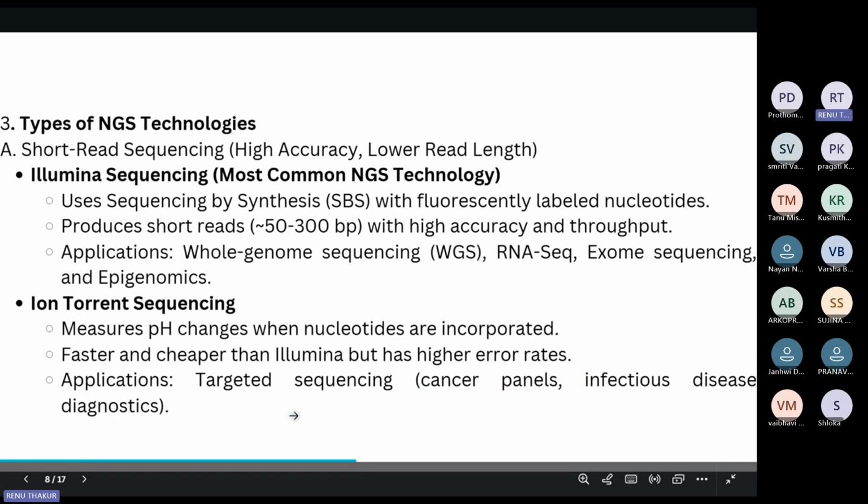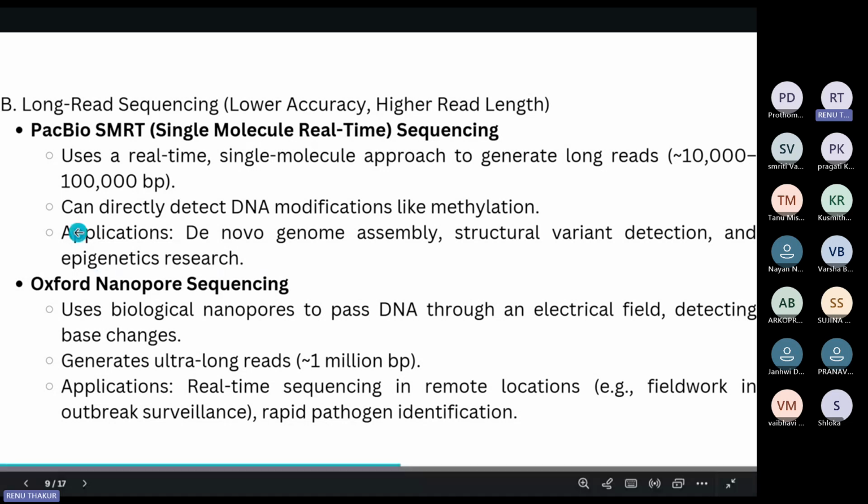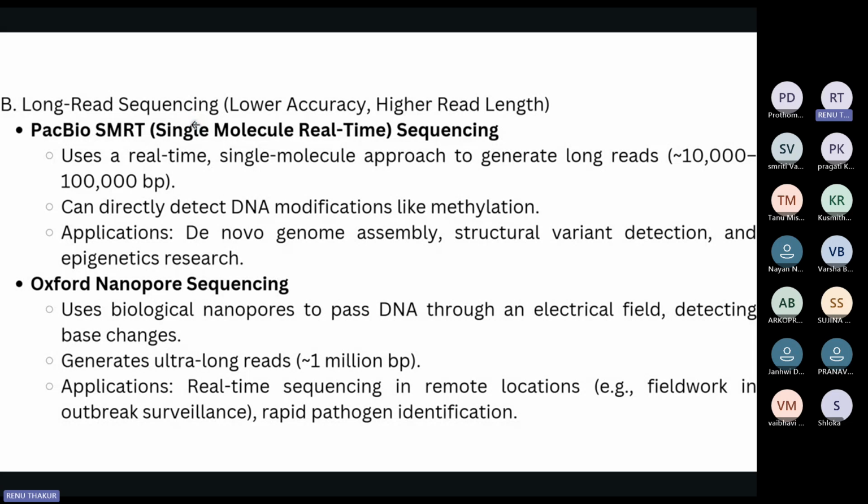Okay. Next type of NGS technologies are for long read sequencing. These will cover a huge number of base pairs, like 10,000 to 100,000 base pairs, and these might be lower in accuracy, but they cover a lot of length of the reads.